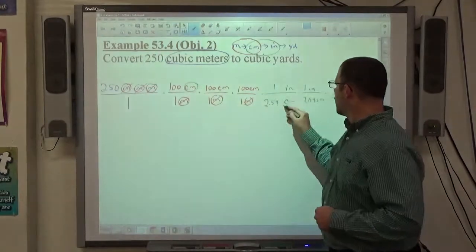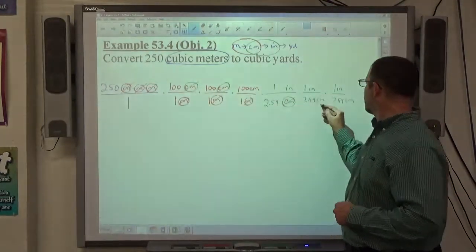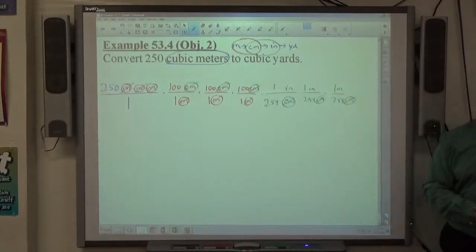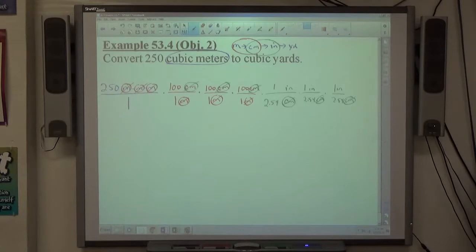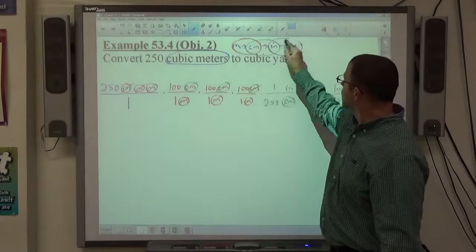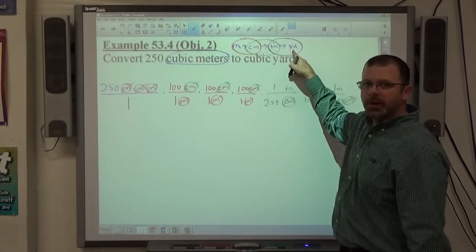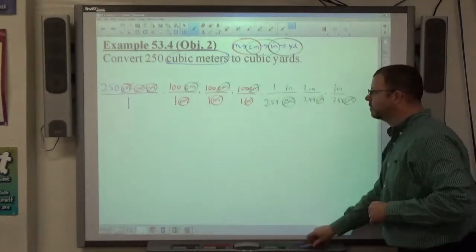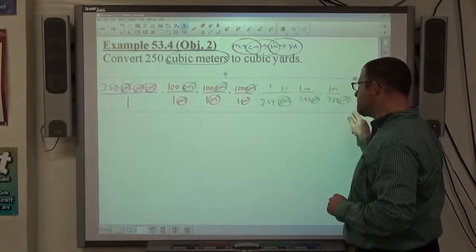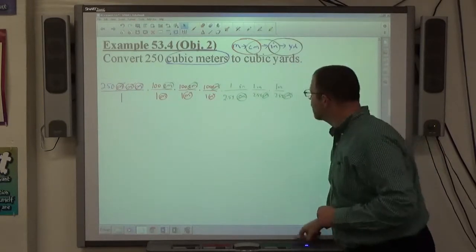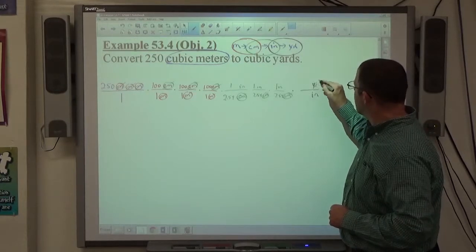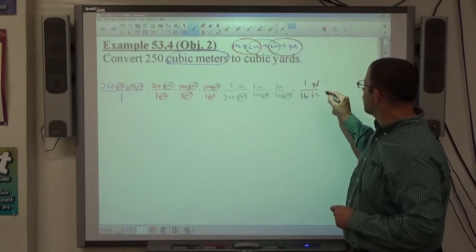This centimeter cancels one of them, this one cancels another, and this one cancels another. Just like that, all the centimeter units go away. Now we're just at inch, inch, inch, which is cubic inches. We're trying to get to cubic yards. 36 inches equals a yard, right? And currently inches is in the numerator, so I want inches in the denominator, yards in the numerator, and 1 yard equals 36 inches.